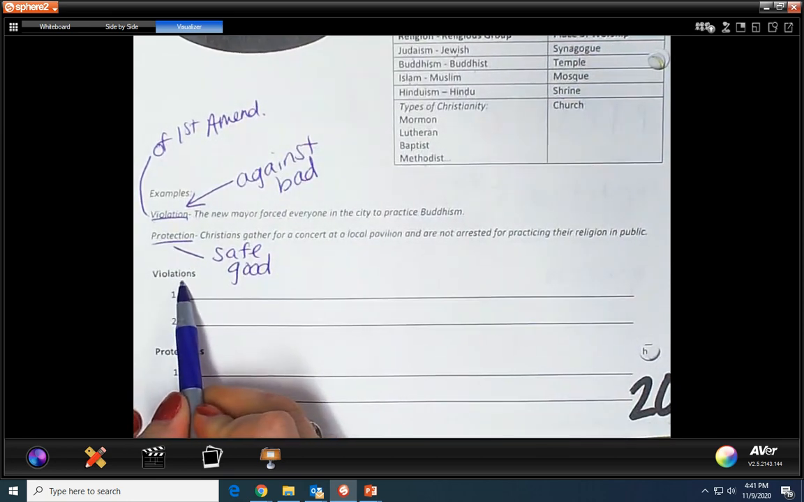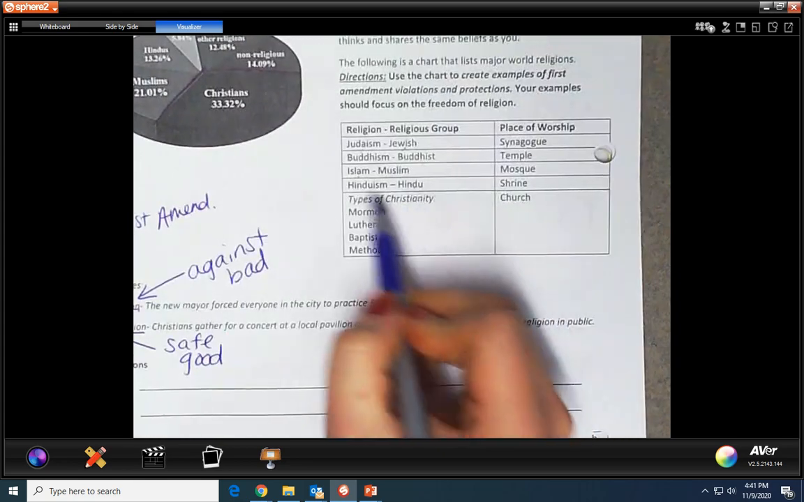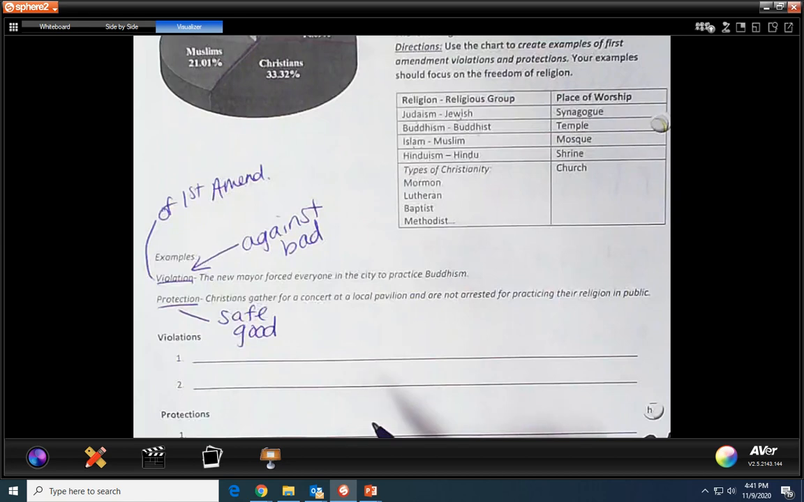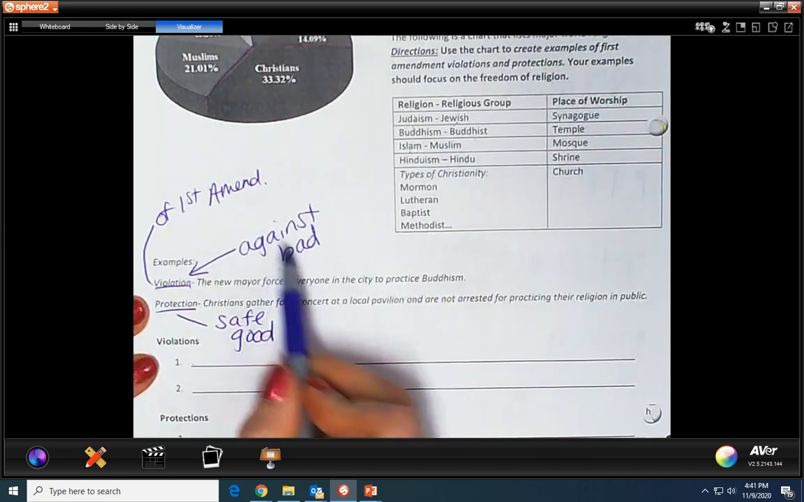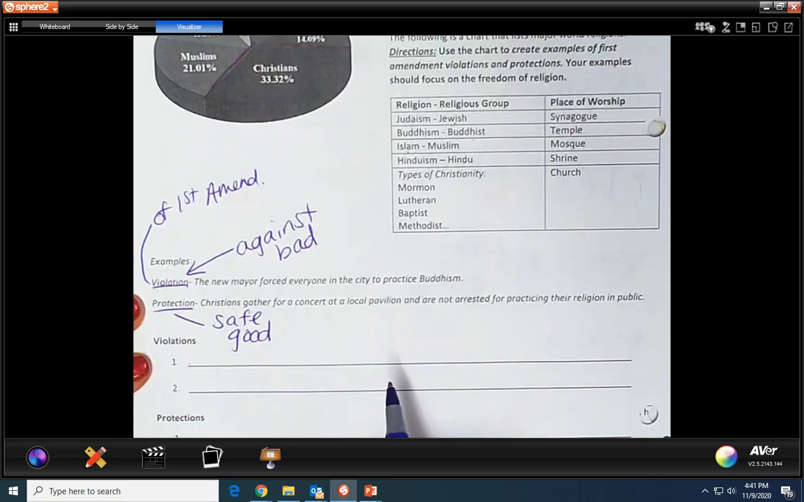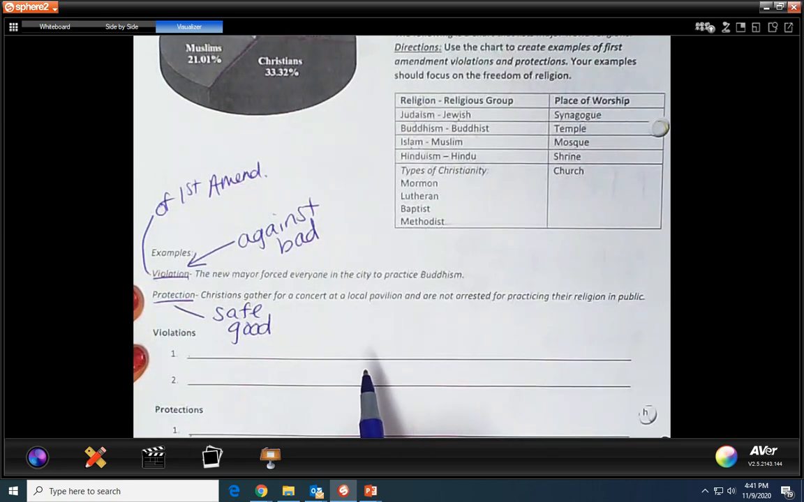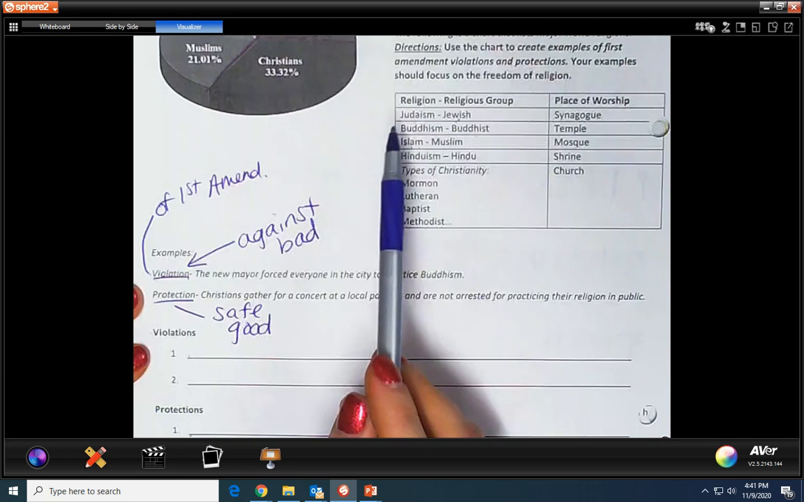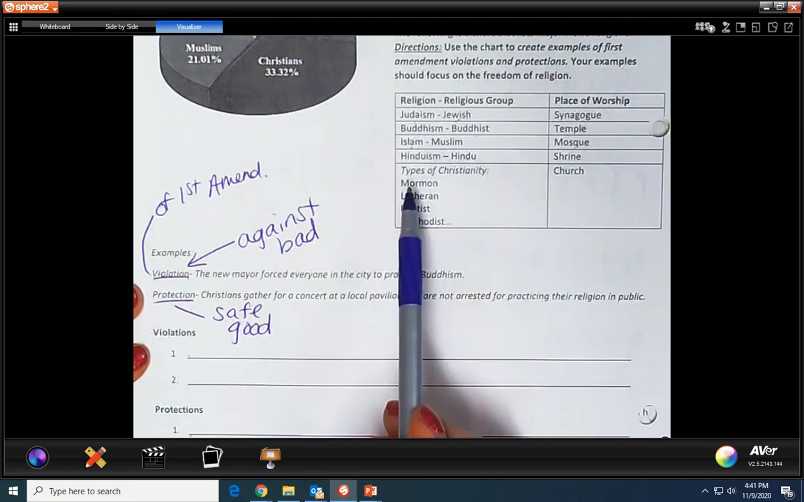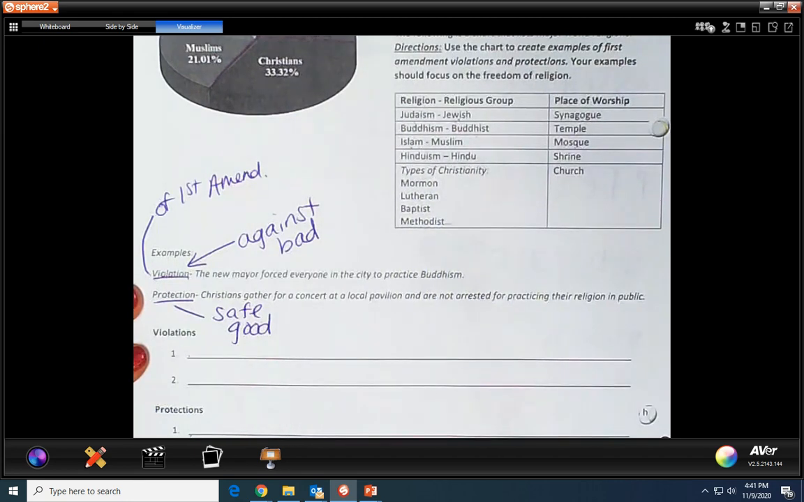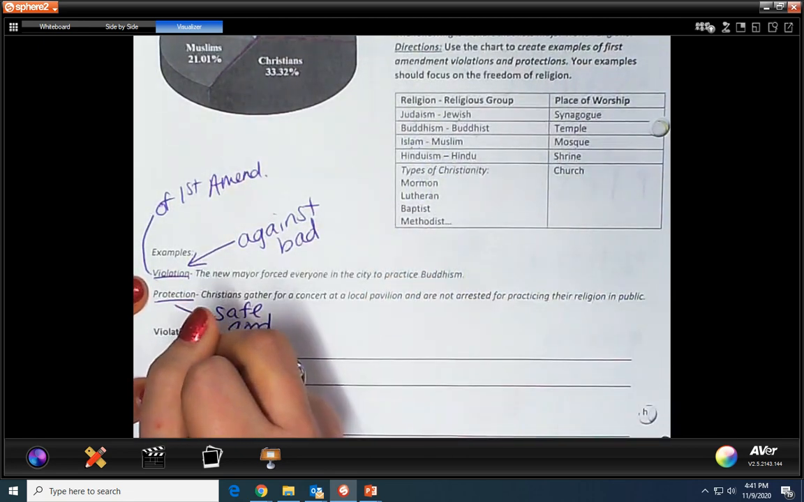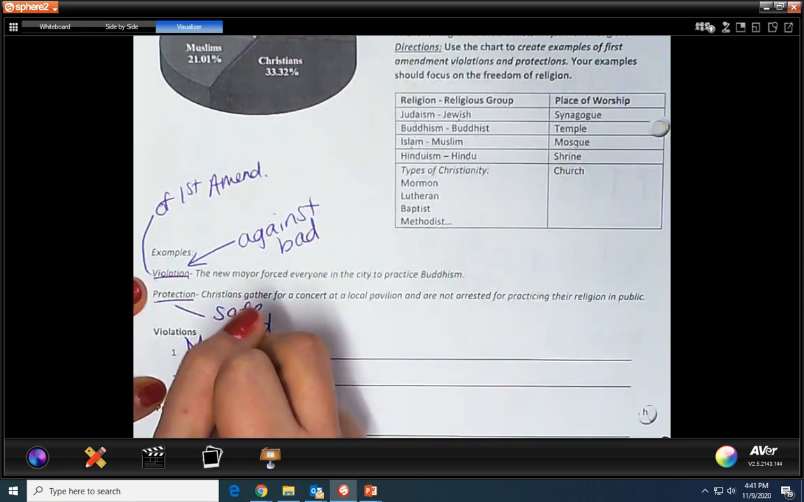So we're going to create some violations and protections using this chart. Okay, so I'm going to help you out with the first one, and then you'll do the next one on your own. So what would be something bad, going against? You can make up anything you want. So what would be a violation? And we're going to use something else out of here. Let's go with Mormons. I want you to use words from here. So I'm going to say Mormons.